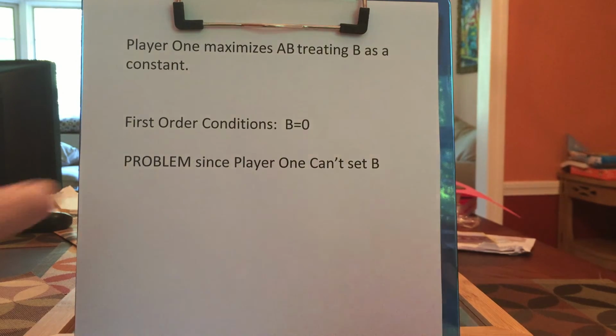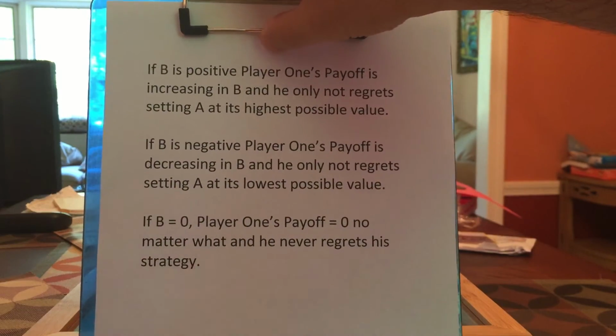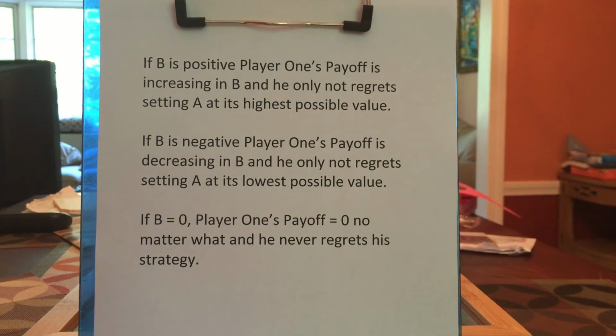So what's going on? Well, you've got to actually think about this problem. We can't use normal calculus maximization techniques. Remember, players' payoffs are A times B. Now, for player 1, if B is positive, player 1's payoff is increasing in A, and he'll only not regret setting A at its highest possible value. So if B equals 3, player 1 wants to make A as big as possible because that maximizes his payoff. And in this game, that would be 7.